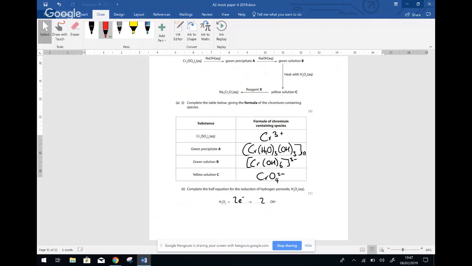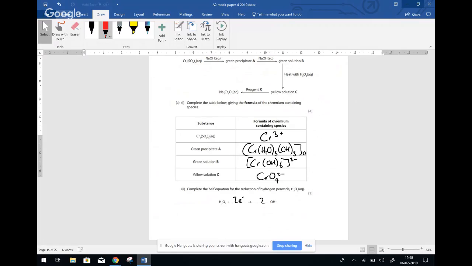Next. Okay, so this question asked us to identify from each of these substances the formula of the chromium-containing species. So from the chromium sulfate, we realize that the Cr is in Cr3+, so that's the species. The green: we've taken that and added sodium hydroxide and formed a green precipitate. It's a +3 ion, which means we're going to have the chromium triaqua trihydroxy complex in brackets as a solid. There's my green precipitate. It then redissolved in excess and formed a green solution again. Anyway, it redissolves to give the chromium hexahydroxy complex 3-.